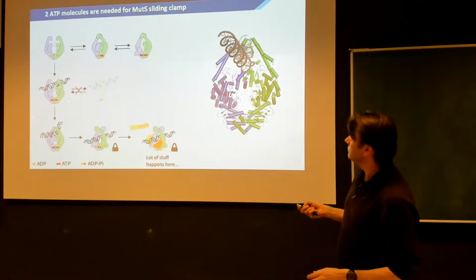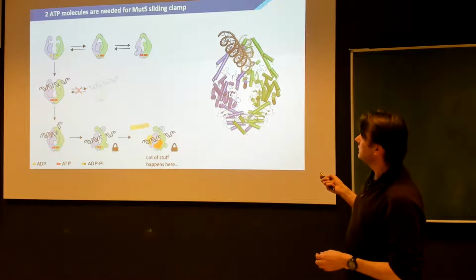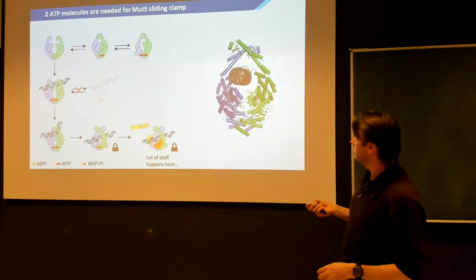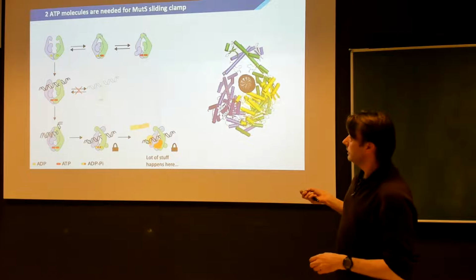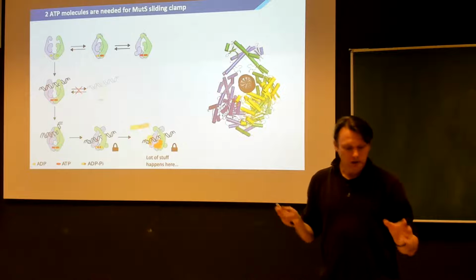And so when it finds a mismatch, it will kink the DNA. That will cause a small conformational change in the protein that then allows it to go into the next one, where it undergoes the large conformational change and binds mutal. Now, here, a lot of stuff will happen. I'm not going into that because that's very complicated with all the other proteins.